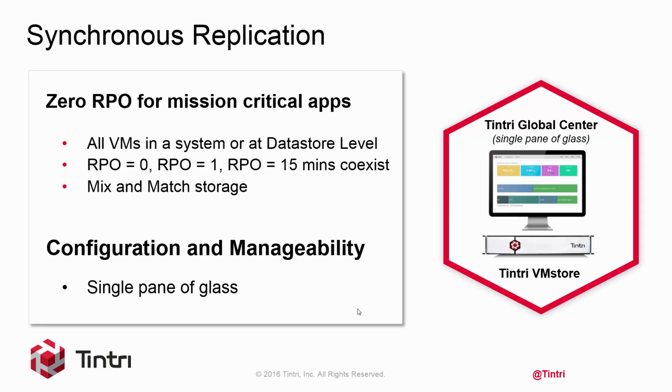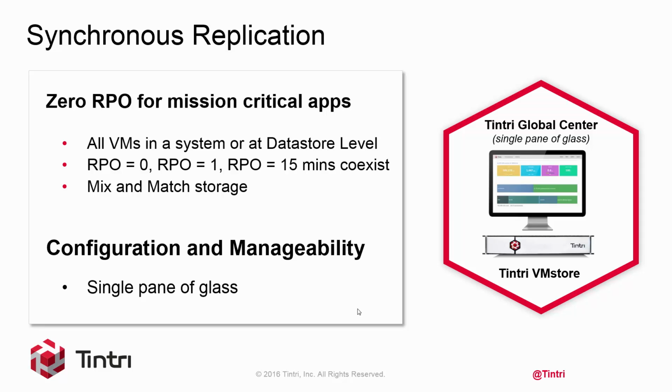Let's go ahead and take a look at Synchronous Replication. What is it? Well, it's a zero RPO, recovery point objective, for mission critical applications. All VMs in a system or at a data store level can be put into a synchronous replication service group. So you can mix and match. You don't have to do the whole VM store. You can pick a subset of the virtual machines and configure them for synchronous replication. What this allows us to do is introduce this RPO of zero.